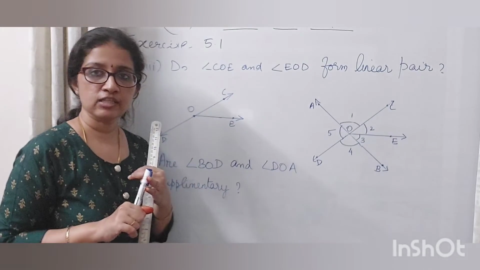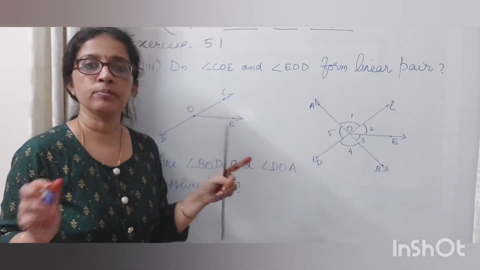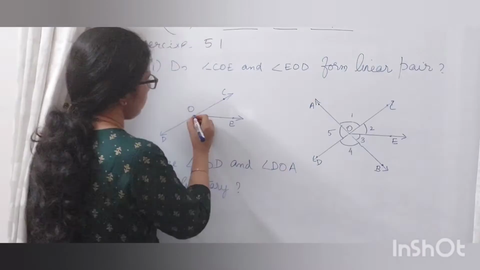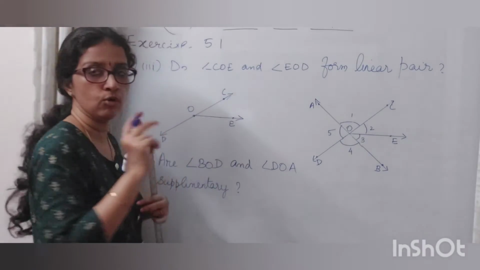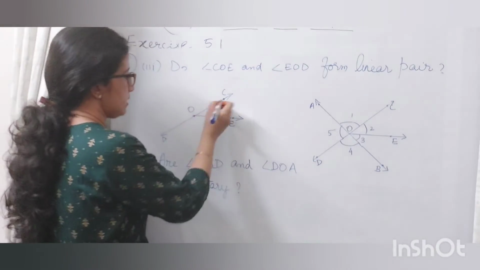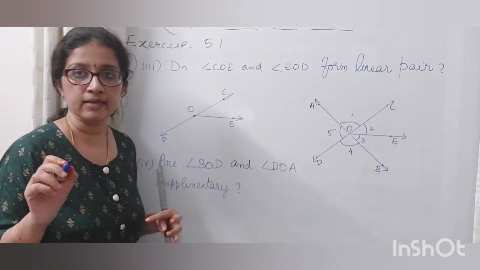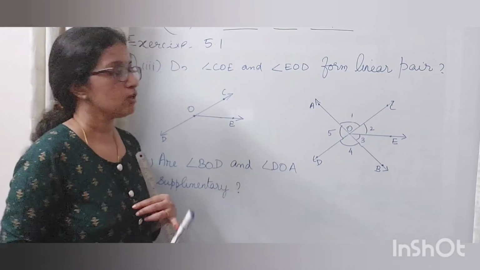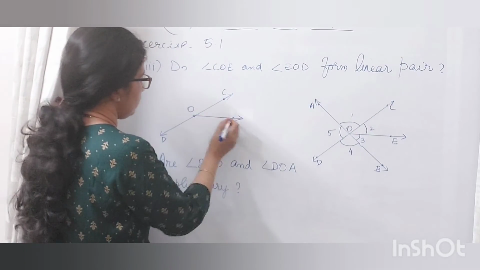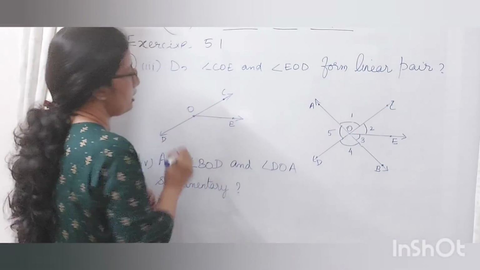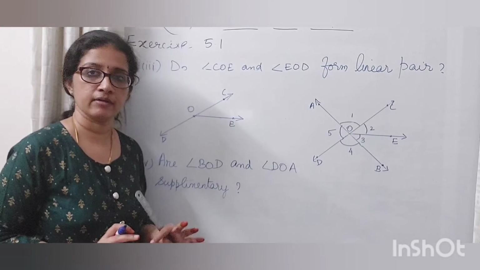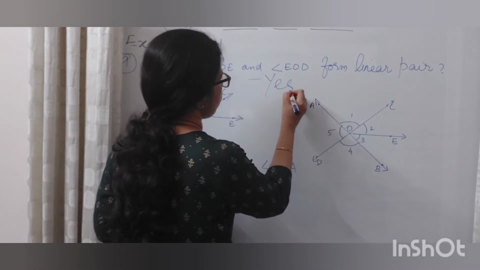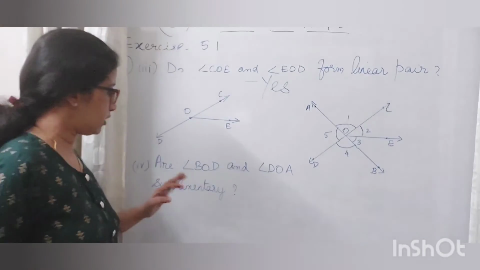What is the next condition? The two non-common arms should form a straight line. So does it satisfy this? OC and OD are the two non-common arms. COD forms a straight line. So both the conditions for a linear pair are satisfied here. So angle COE and angle EOD form a linear pair. So the answer for the third question is yes, they form a linear pair. Now what is the next question?